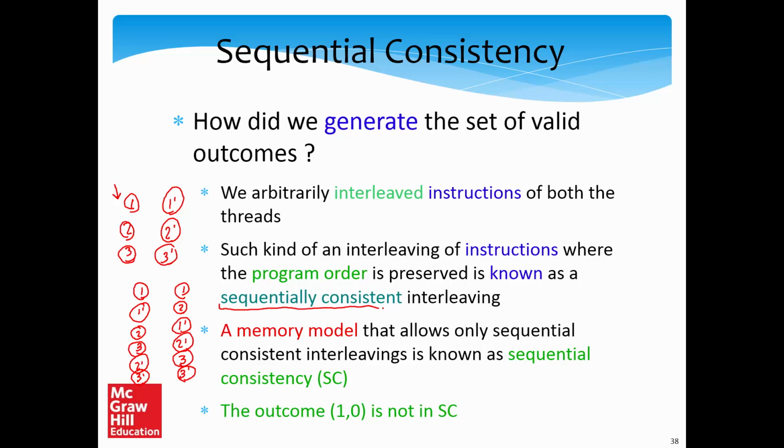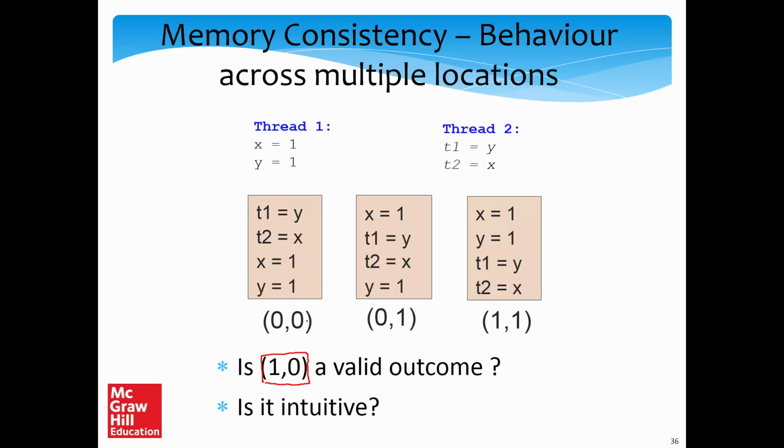So that's a very old term, invented in 1978, but this is essentially called a sequentially consistent interleaving. So a memory model that allows only sequentially consistent interleavings is known as sequential consistency. SC, it's called SC, sequential consistency. So in this example, the outcome 1, 0 is basically not in SC, because it's not possible to interleave the instructions in any possible way to generate this. So this outcome is not allowed by sequential consistency or SC.